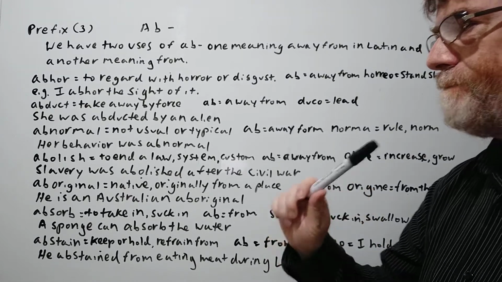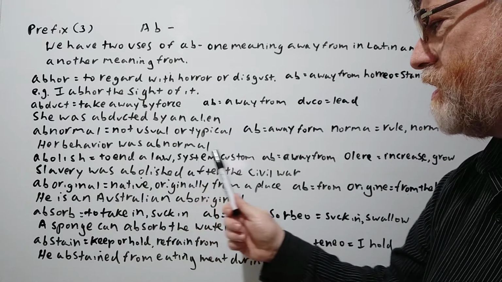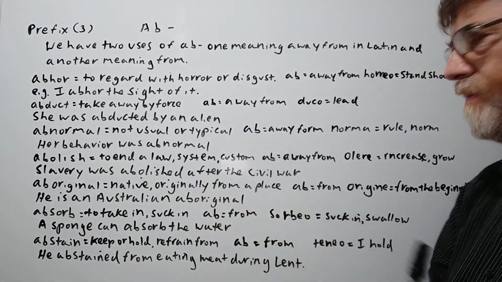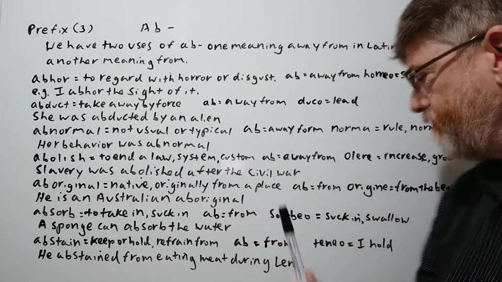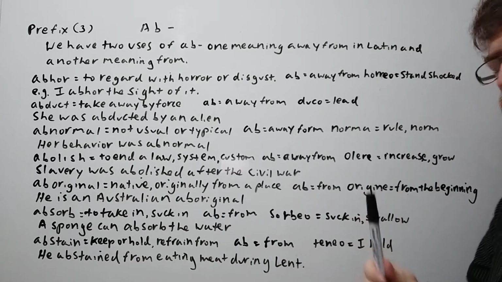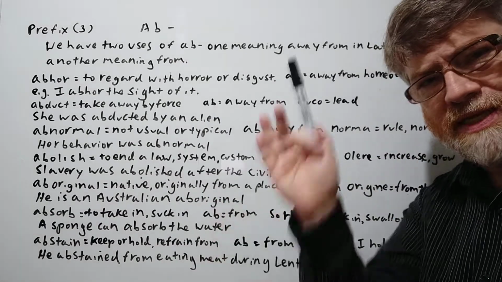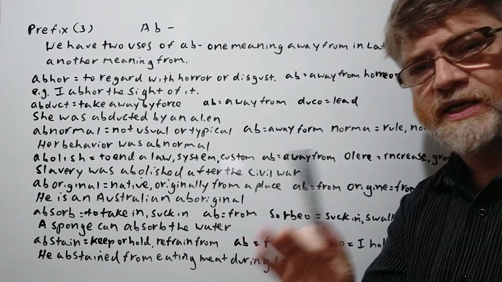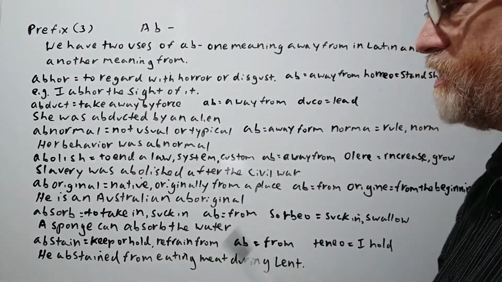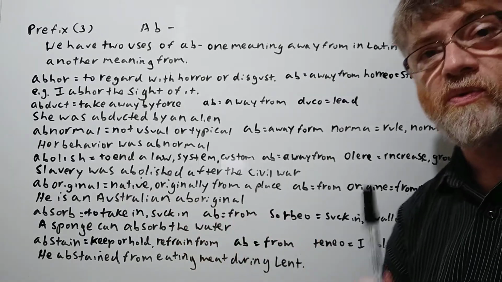Okay, abolish is the next one. To end a law, system, custom, etc. So again, ab meaning away from. Olere meant to increase or grow. So if you're away from increasing or growing, it really means you're stopping it, ending it. They make a little bit of a jump there, but that's basically where we got it from. So let's give the example here. Slavery was abolished after the Civil War.